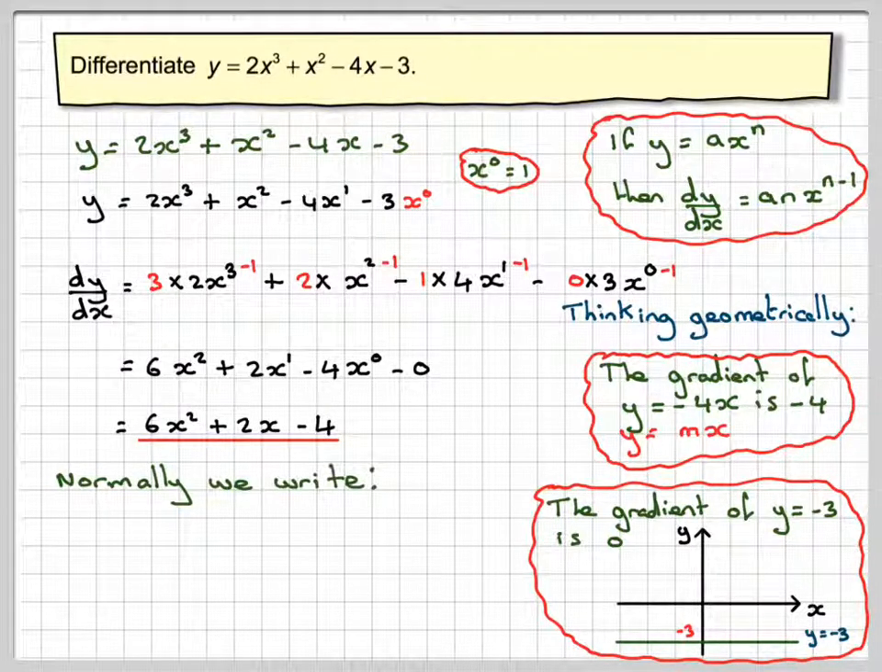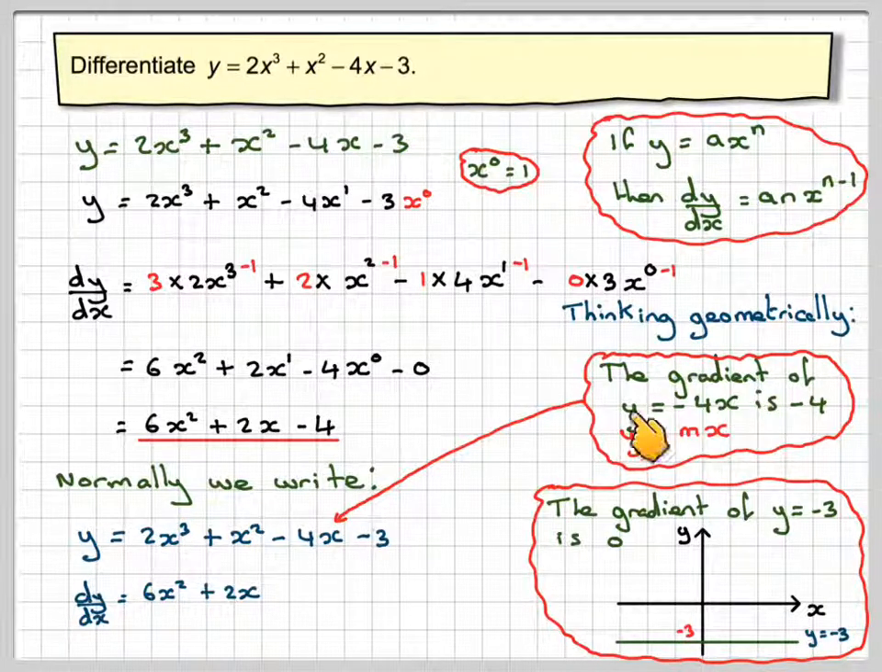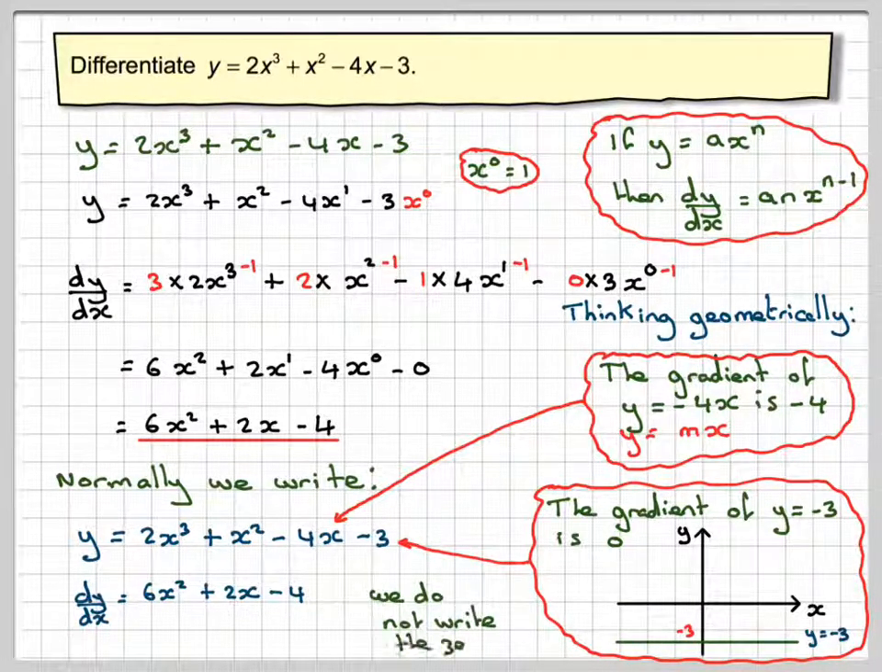So normally we would write just this. These are the steps we would do. We write down the original function, 2x cubed plus x squared minus 4x minus 3. And then if we differentiate it, we just do 3 times 2, which is 6x squared, and then bring down the 2, so it's plus 2x. Differentiate minus 4x, we just get minus 4, applying that rule. And then differentiating the minus 3, we just ignore it, we do not write the 0. That's how this really is done, in 2 steps. But to begin with, you might want to think of it like that.